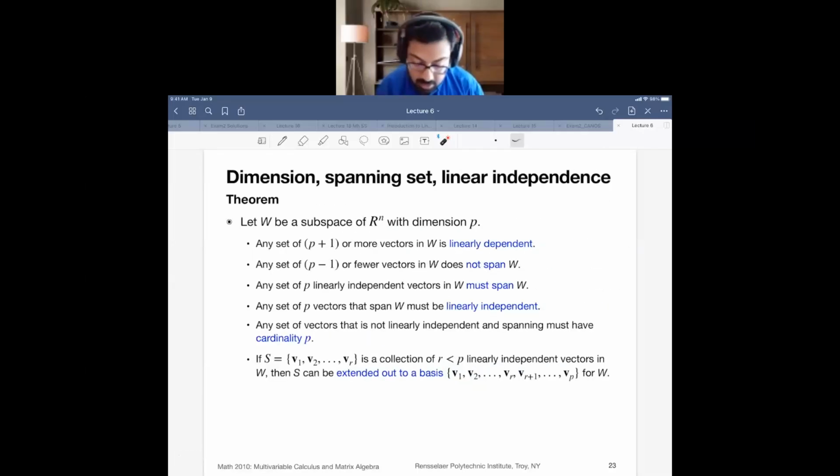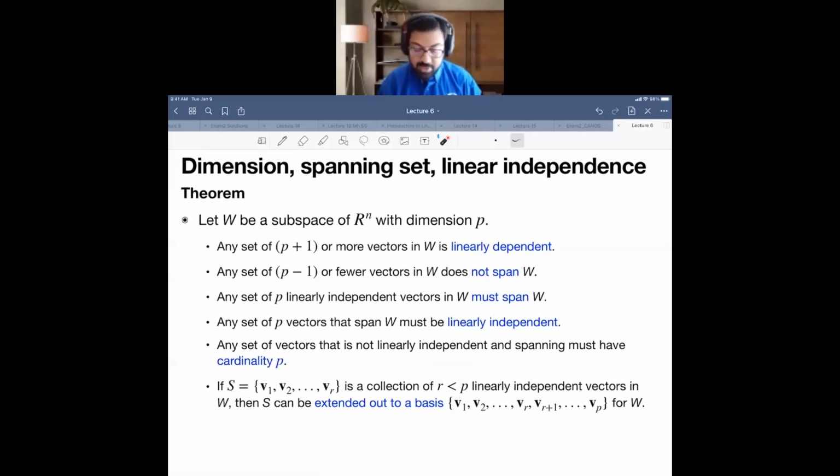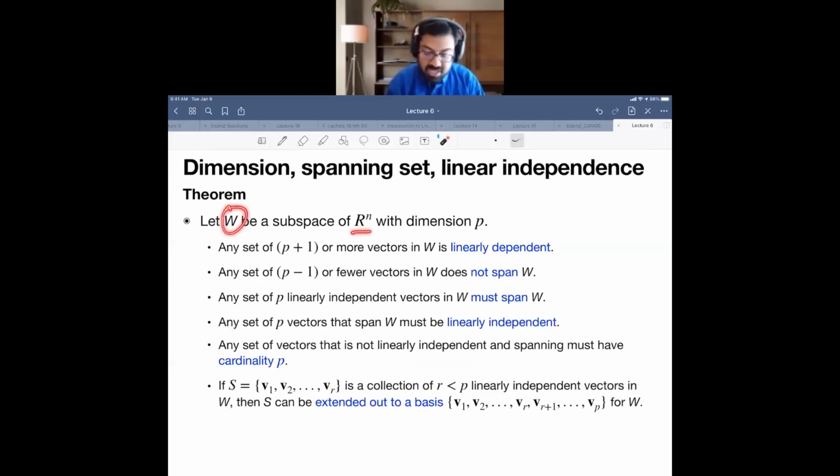All right, let's take a look at some relationships between dimension, spanning set, and linear independence. Some of these topics we have already seen, so this will be a quick review. Suppose you have W, which is your subspace in R^n, and let us say the dimension is P. What can we say about a set with more than P vectors?